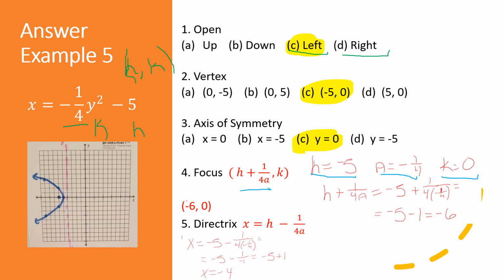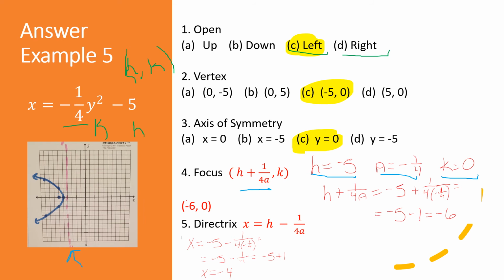This one worked out pretty good. I picked a pretty good one this time because it's actual, not a decimal, but it ended up being -6, 0. So there's my focus. Again, it's always inside the parabola. And there's my directrix, this random line here. Again, completely not important to the graph process.